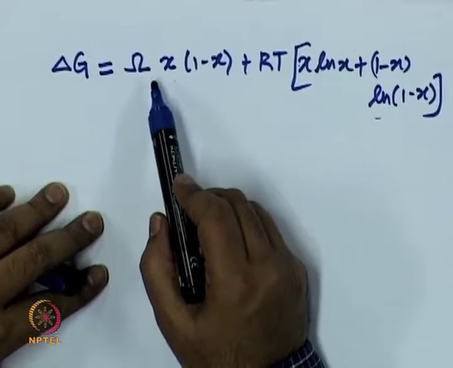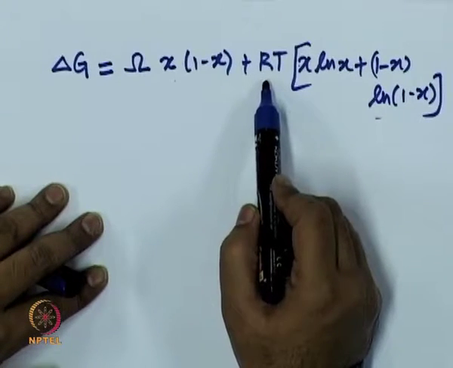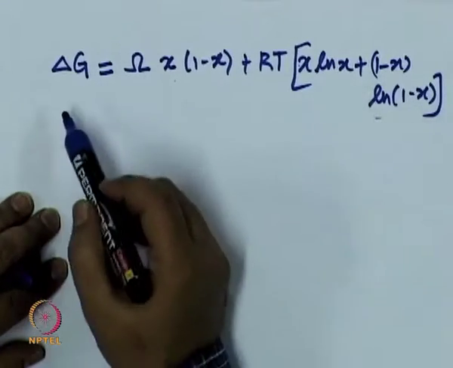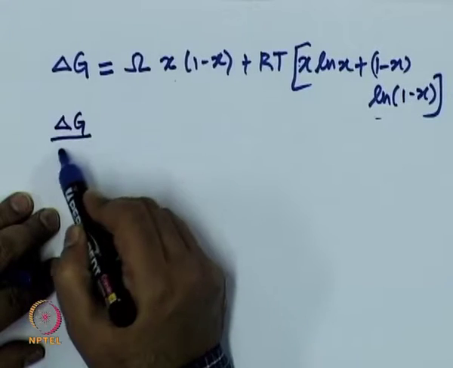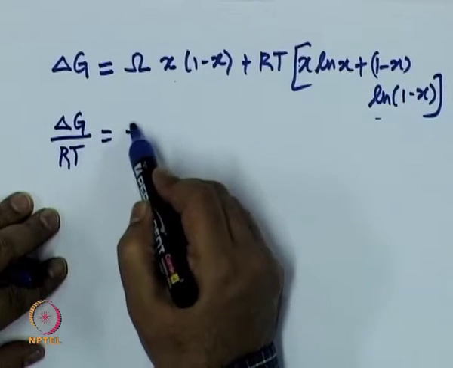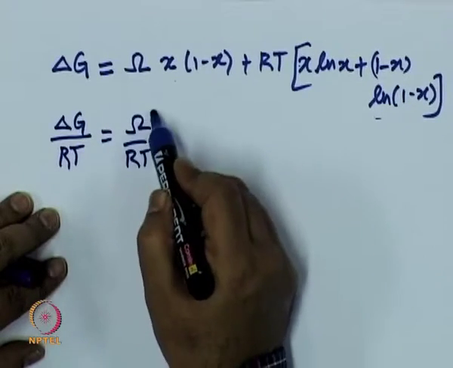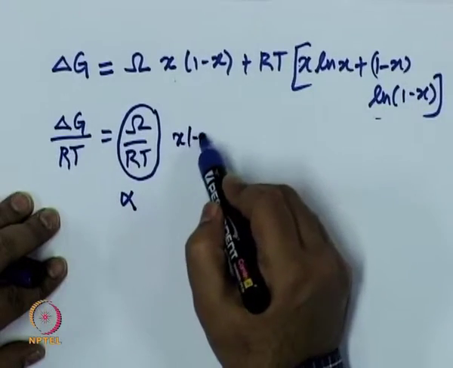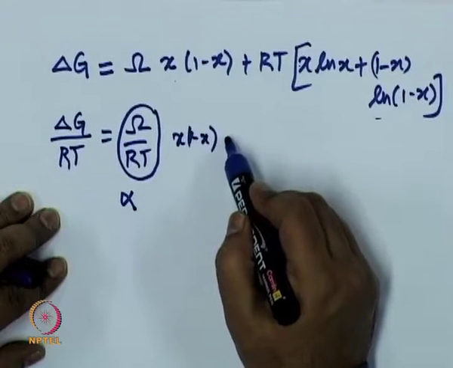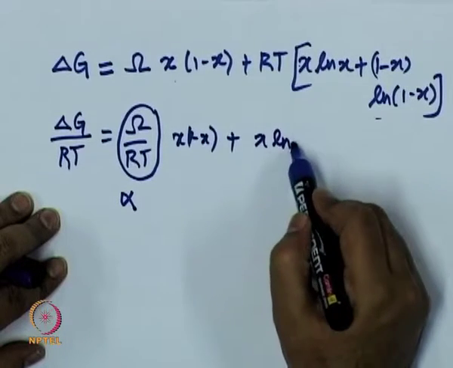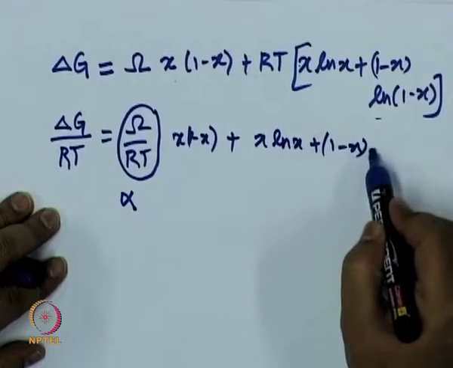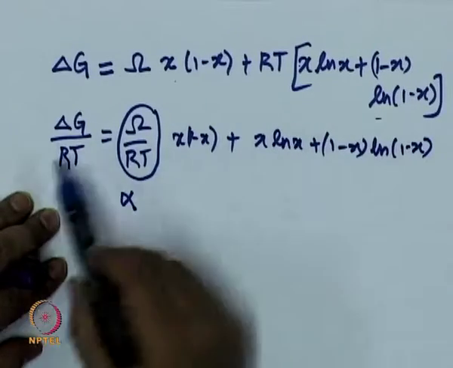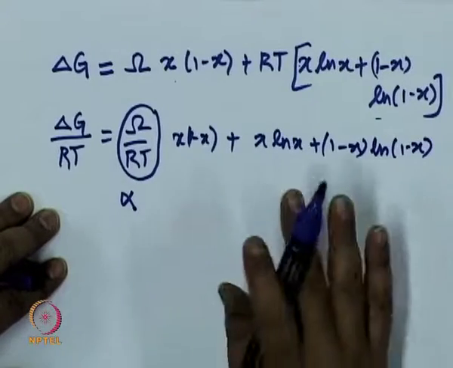So, what we did was to take RT as the parameter, using which we will non-dimensionalize this entire equation, which is what we did. We call this delta G by RT as omega by RT, for which we gave a shorthand notation called alpha, x into (1 minus x) plus x ln x plus (1 minus x) ln (1 minus x). So, all our computations for the free energy was done using such a non-dimensional expression.